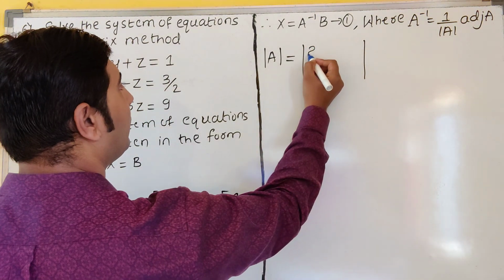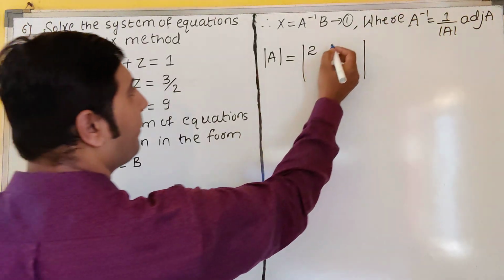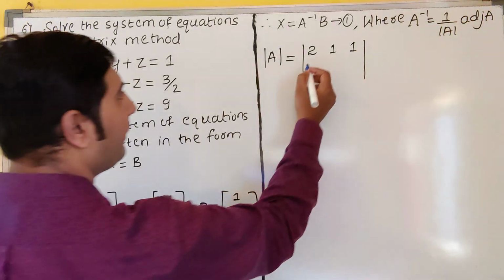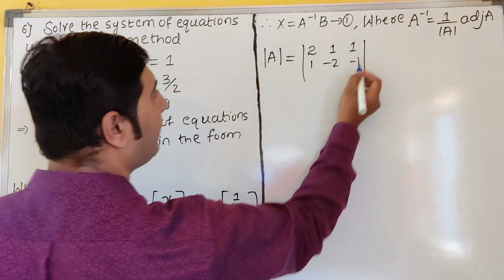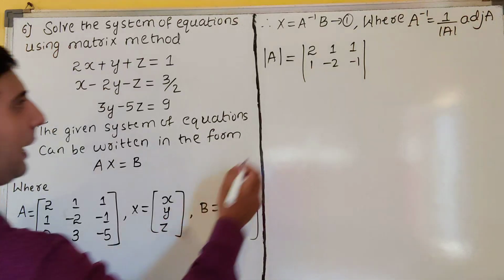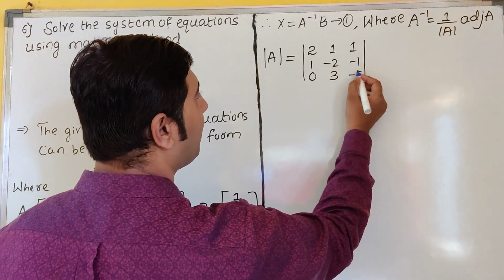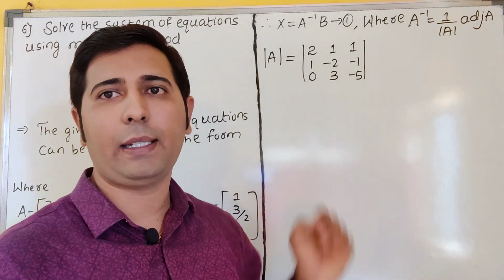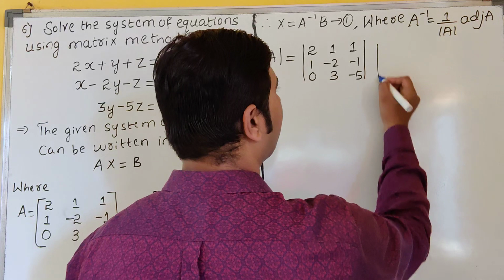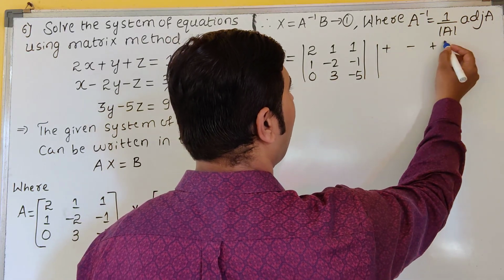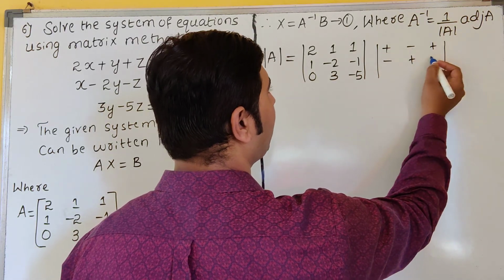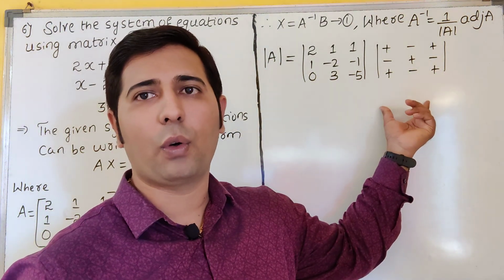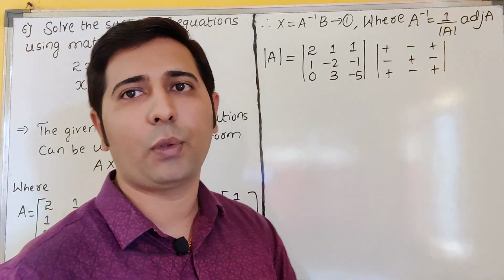So 2, 2, 1, 1, 2, 1, 1. Next is 1, minus 2, minus 1. 0, 3, minus 5. Now I will expand this to find the determinant A value, dear students. How to expand? See here. You know this formula very well: plus minus plus, minus plus minus, plus minus plus. Whichever column or whichever row you expand, the answer will come the same only, dear students.